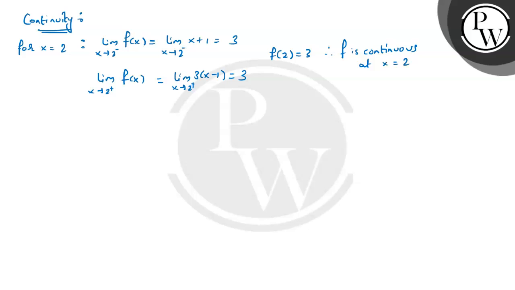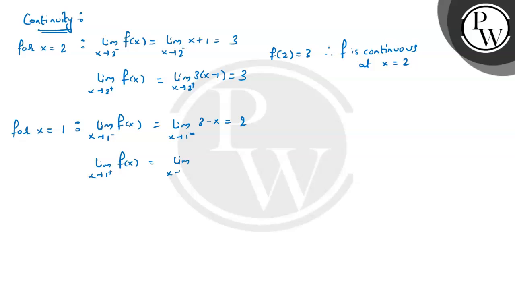at x equals 2. Now, for x equals 1, let's check. We have the limit as x tends to 1 minus of f(x). To the left of 1, the function is defined as 3 minus x, so the limit as x tends to 1 minus of 3 minus x gives the limiting value 2. To the right of 1, we have the limit as x tends to 1 plus. To the right of 1, the function is defined as x plus 1, which again gives the limiting value 2. And we also have f(1) equal to 2. So therefore, f is continuous at x equals 1.